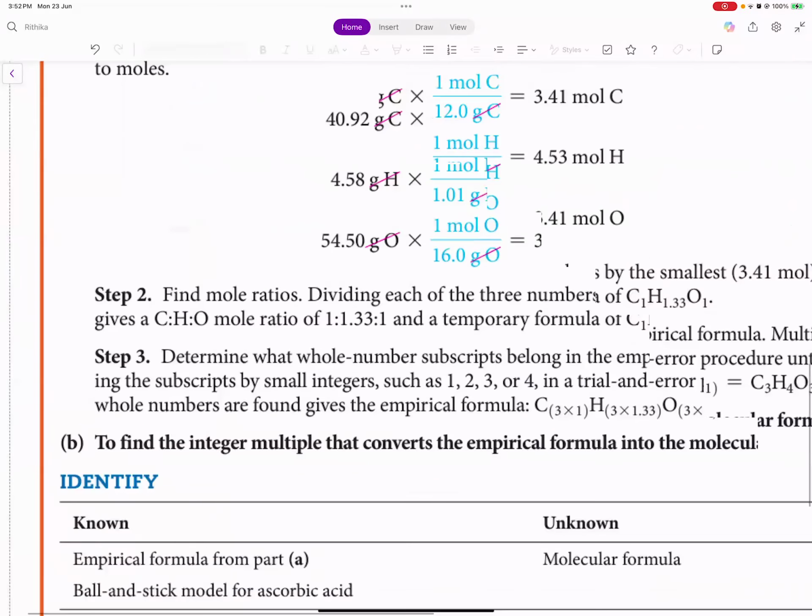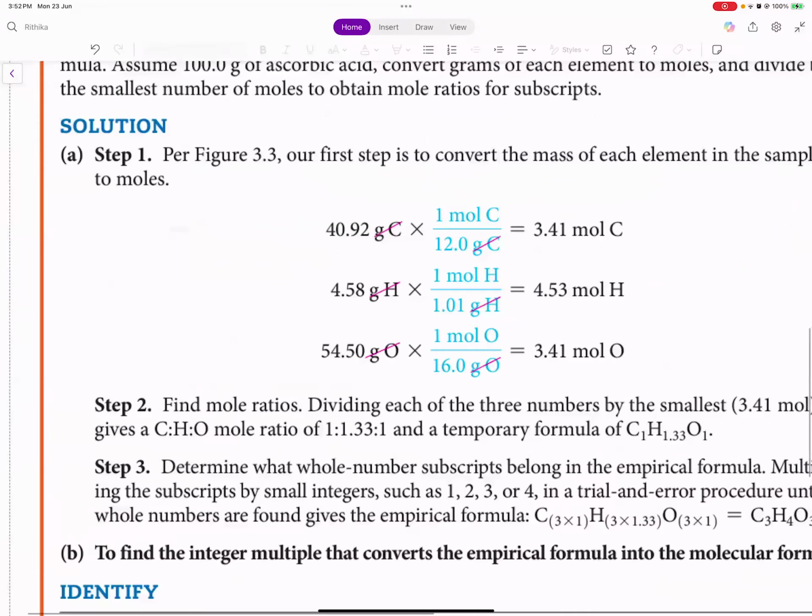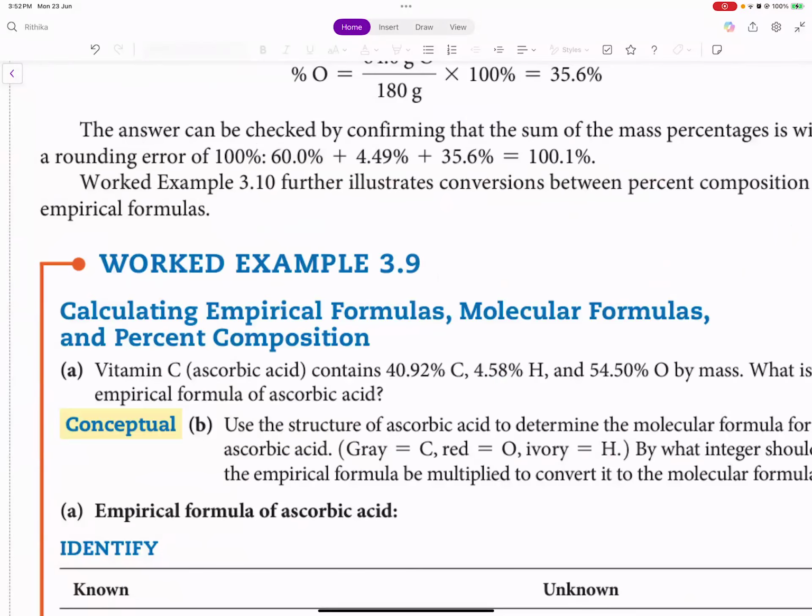So for one, I'm getting C 3.41 moles, H 4.58, and O is 3.40. So when I divide 3.41 and 3.40, it's coming as 1.00294. It keeps going. So do I take that as just one? You can take it as 1. Okay.